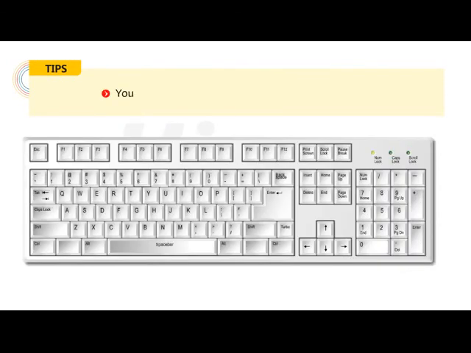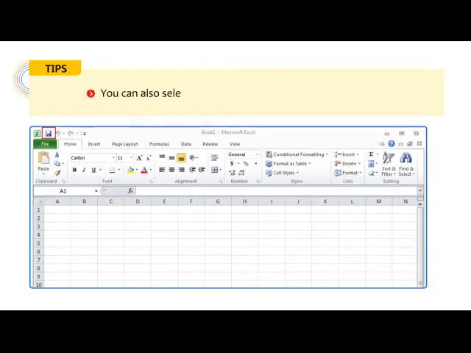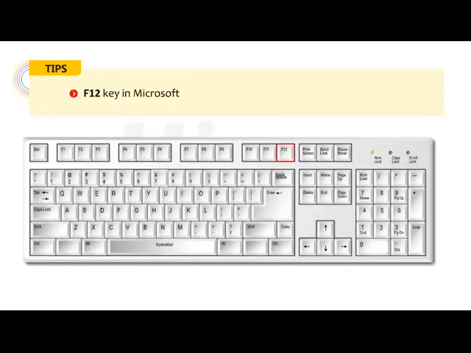Let me share with you some tips. You can save your file using the Ctrl+S key combination. You can also select the Save button on the Quick Access toolbar. The F12 key in Microsoft Excel 2010 displays the Save As dialog box.